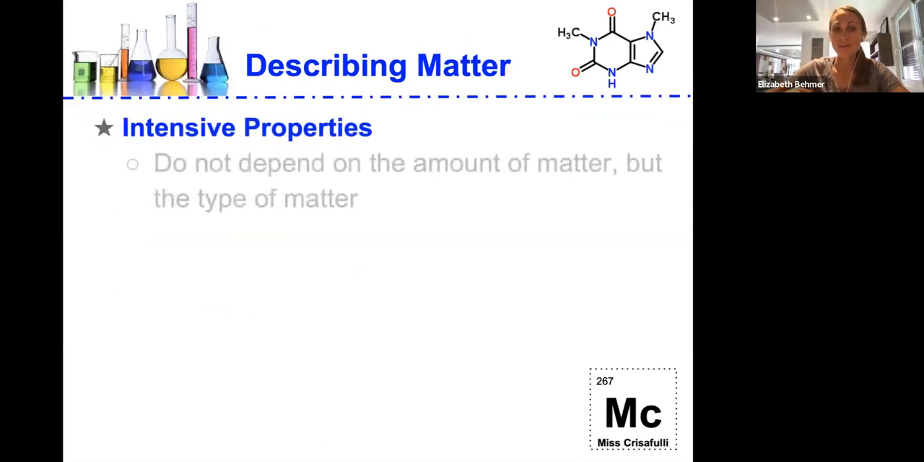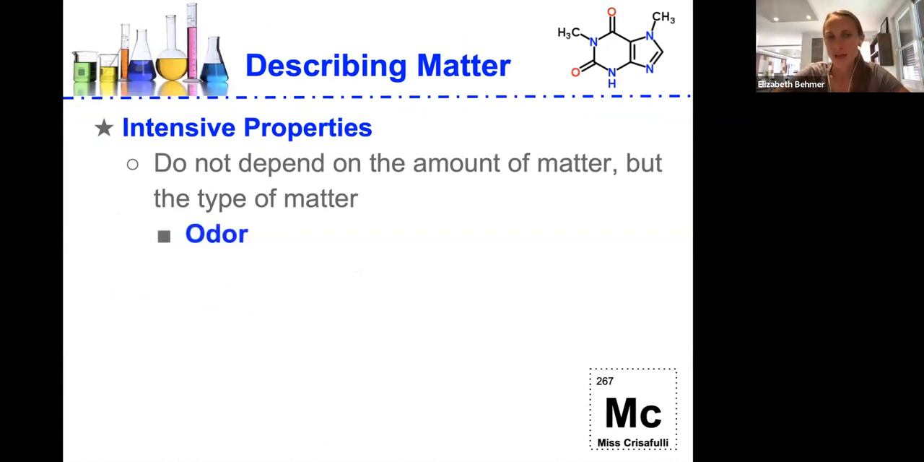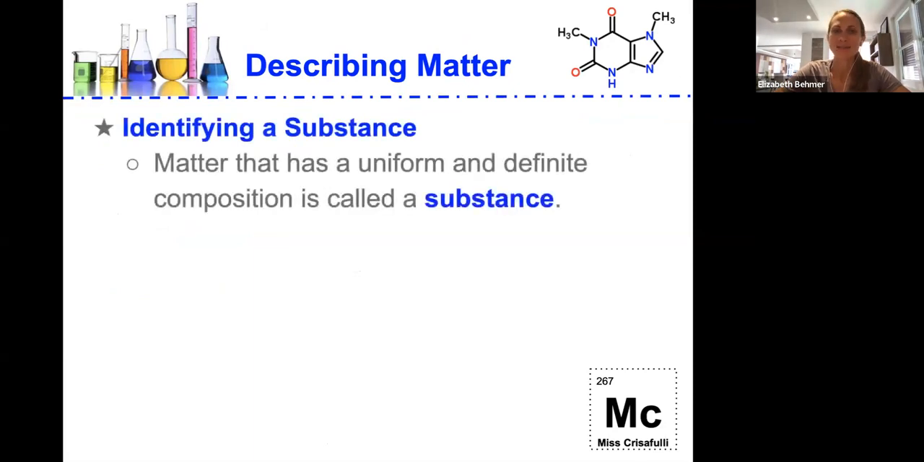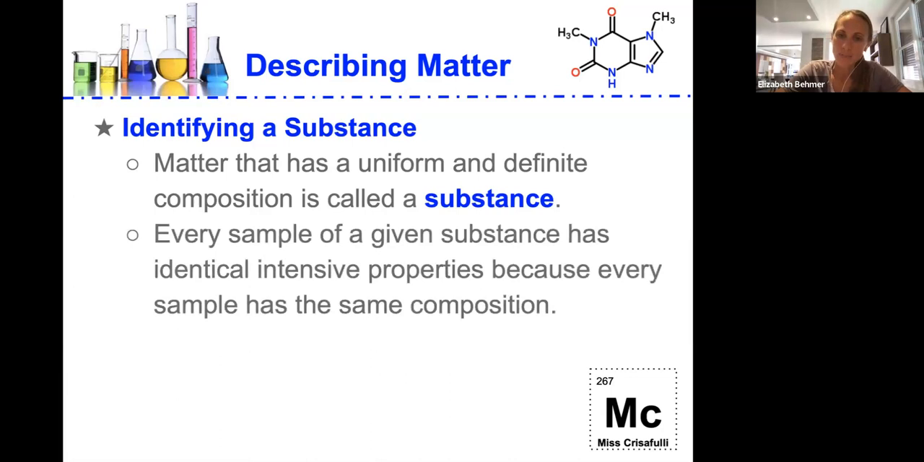The intensive properties of matter do not depend on the amount of the matter itself, but more on the type of matter. Examples of intensive properties are odor, color, or absorbency. Matter that has a uniform and definite composition is called a substance. And every sample of a given substance has identical intensive properties because every sample has to have the same composition.